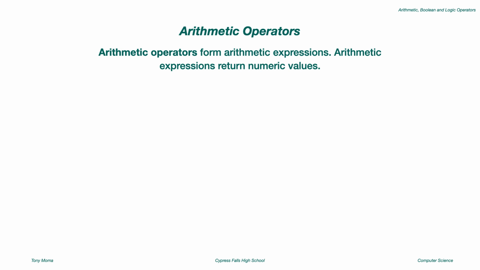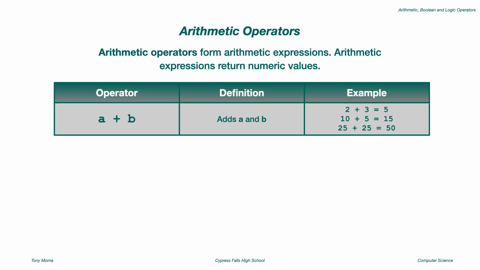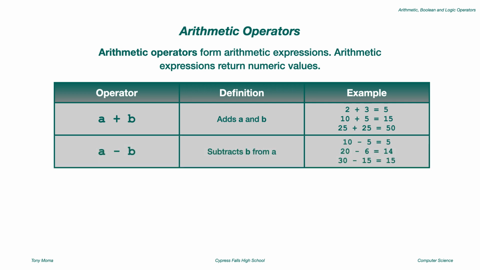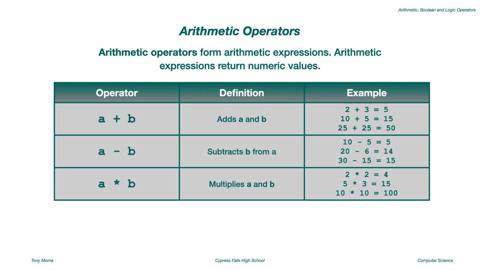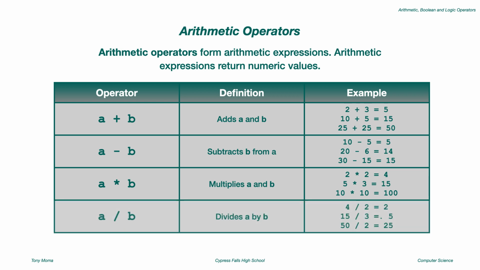In this course, we'll learn about four of them. The first of them being the plus operator, which adds A and B together. Then there's the minus operator, which subtracts B from A. Then there's the multiplication operator, which multiplies A and B. And then there's the division operator, which divides A by B.